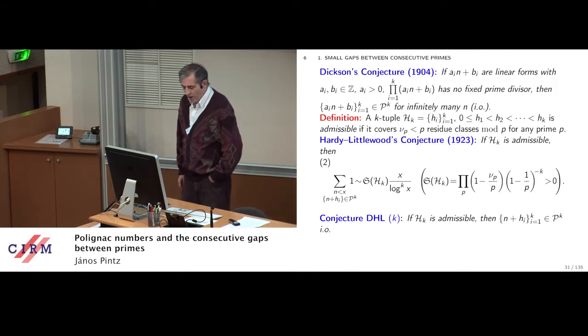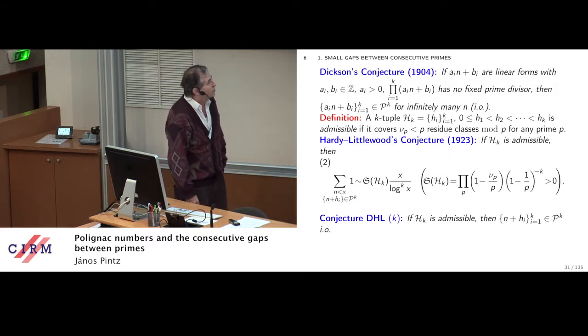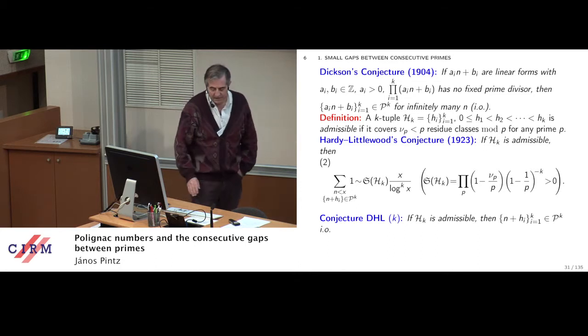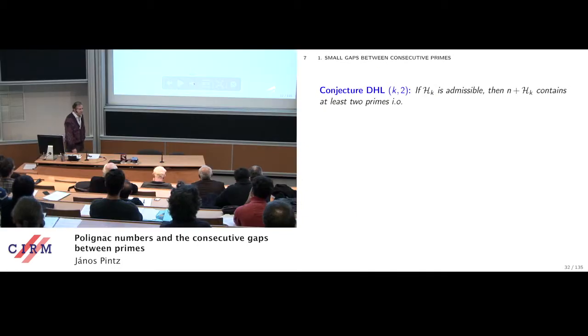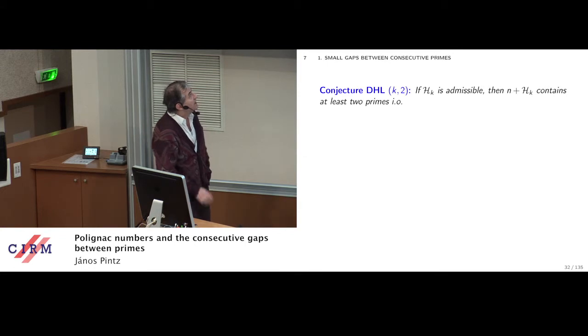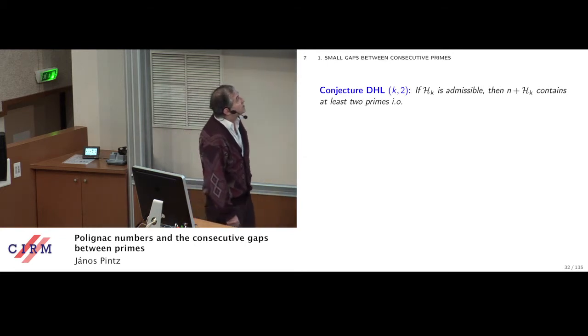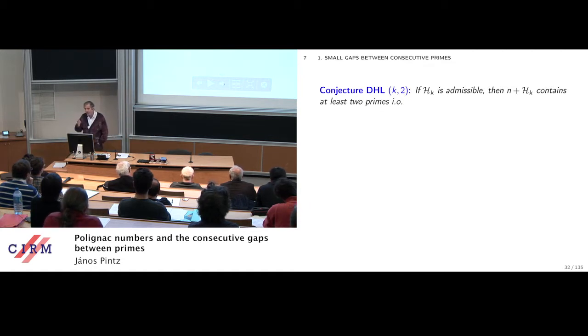And if I formulate this conjecture of Dixon in the special case where all a_i are equal to n, that means if H_k is admissible, then all of them can be primes infinitely often. And we introduce a weaker conjecture, DHL-K2. I mentioned DHL has nothing to do with the shipping company. It has to do with Dixon, Hardy, and Littlewood. Conjecture DHL-K2 means if H_k is admissible, then n plus H_k contains at least two primes infinitely often. So that means we get from this the bounded gap conjecture if k is chosen arbitrarily.